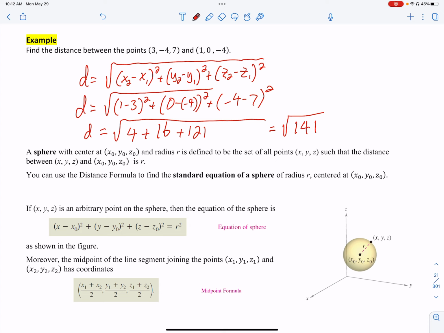Okay, we have dealt with in the past, I hope you have seen this, the formula for a circle. I'm going to write it down for you so you'll have it.